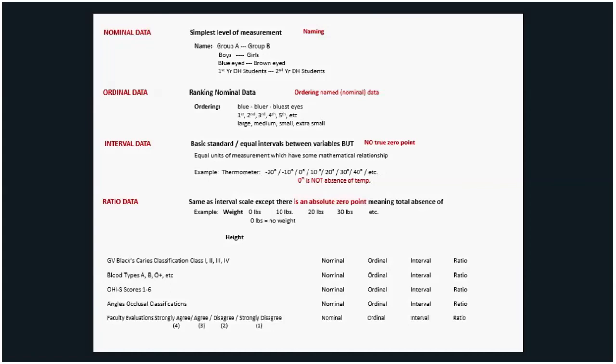You can have, if we talk about weight, basically 0 pounds versus 10 pounds. You add 10 pounds to the 10 pounds and you get 20 pounds. You add another 10 pounds, you get 30 pounds. Okay, so there's that numerical relationship between them, but there's no absolute 0 point.